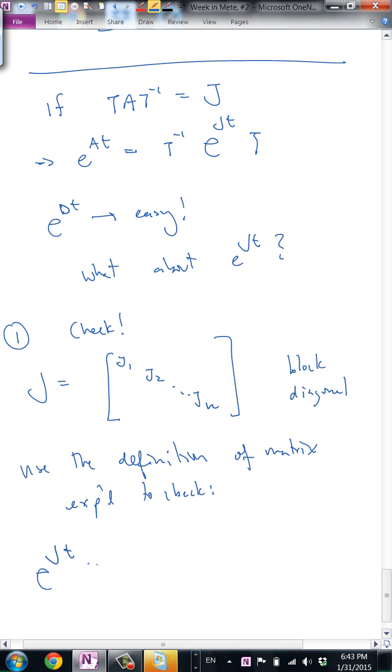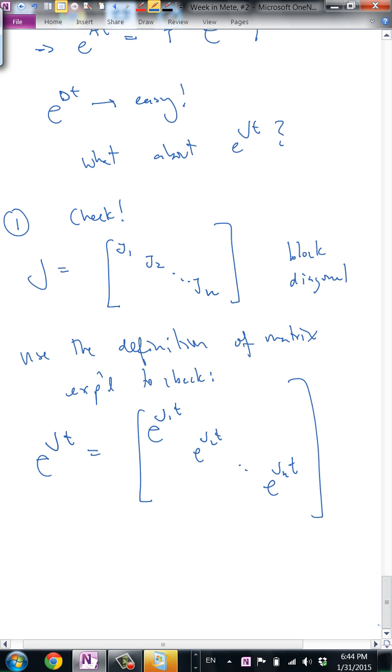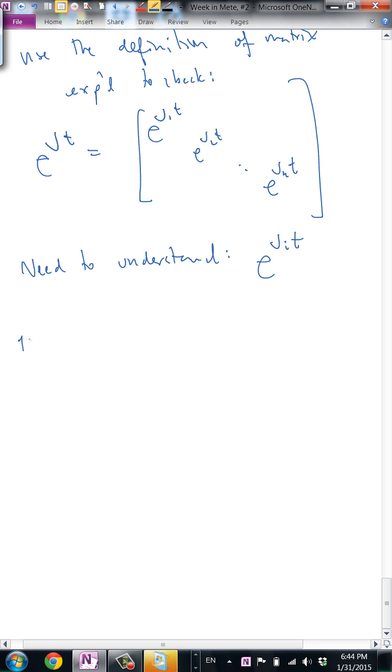e to the Jt is equal to the block diagonal matrix e to the J1t, e to the J2t, all the way down to e to the Jkt. So this means that all we need to understand is e to the one of these blocks. So we need to understand what is e to the Jit for different sizes of these Jordan blocks. So for a 1 by 1 block, Ji is just equal to the 1 by 1 matrix lambda i. So e to the Jit is equal to e to the lambda i t.